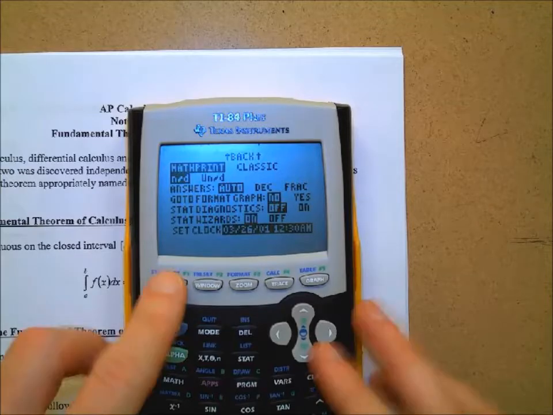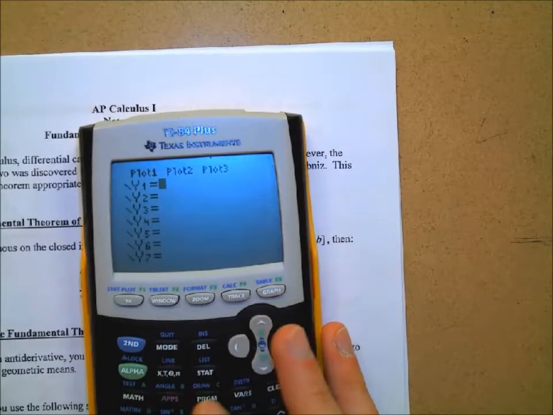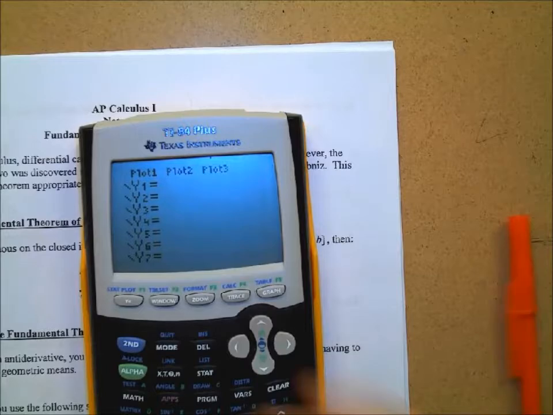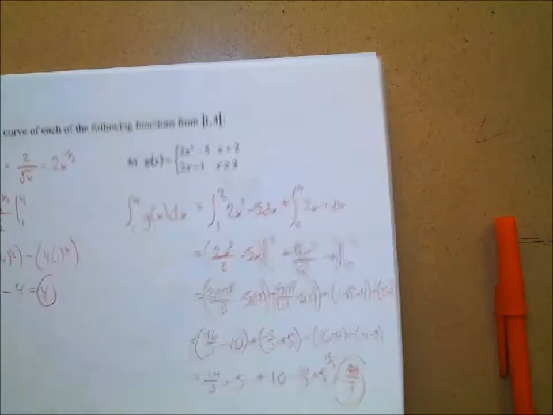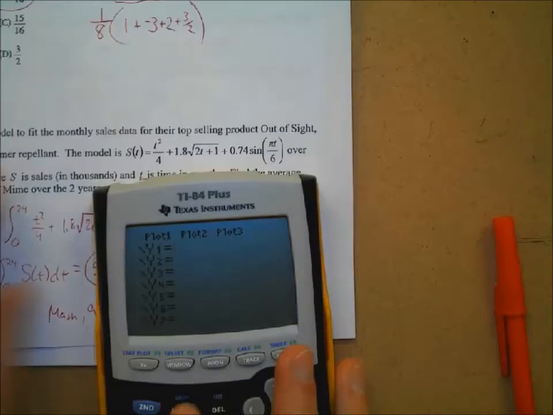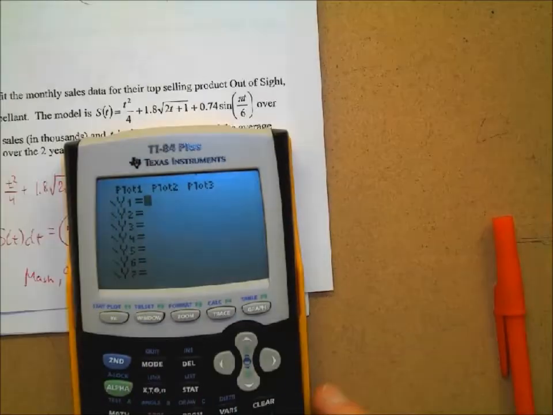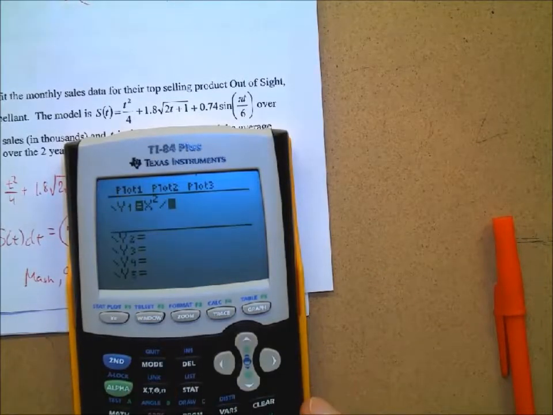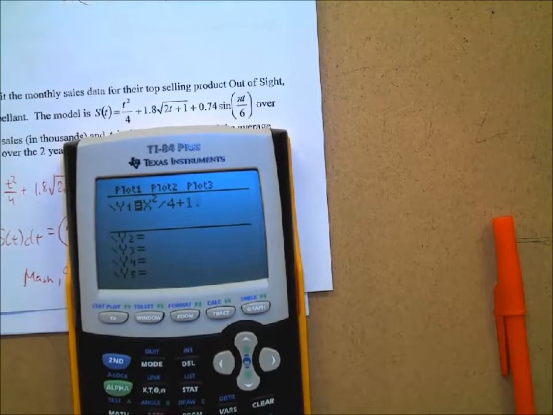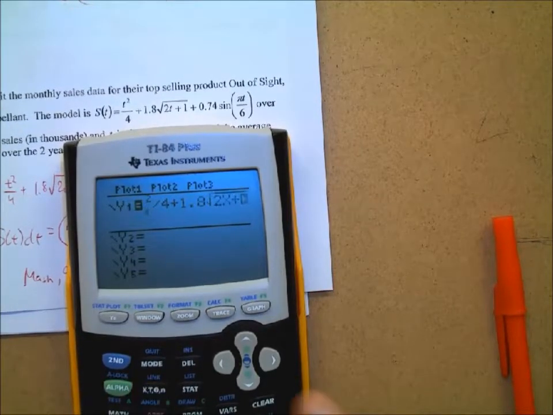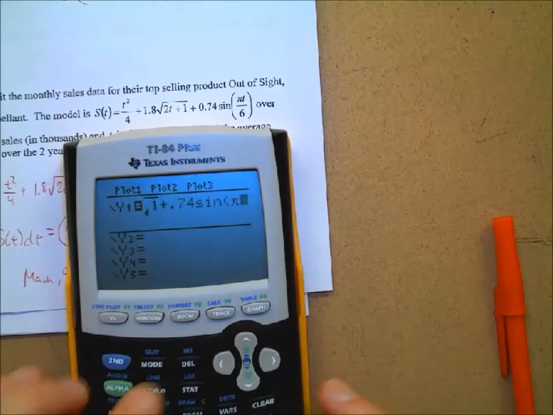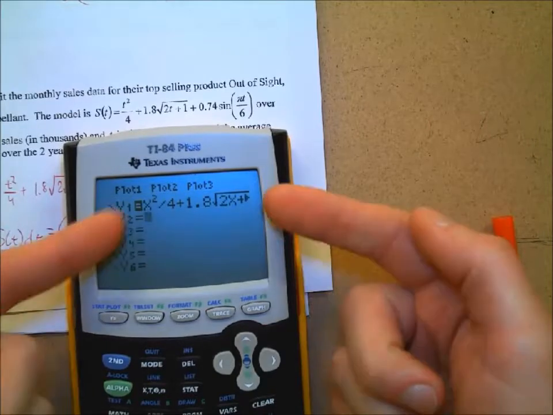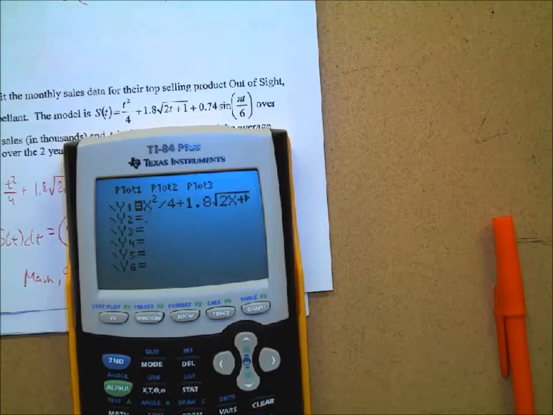So absolutely. I'll show you one other option here, folks. Okay, another option that you might want to use, again for those of you with the older calculator. You can type this function into your y equals. So you can do x squared over 4 plus 1.8 square root of 2x plus 1 plus 0.74 sine of pi x over 6. So you can type that in, okay? And then you have some options here as well about what you want to do.